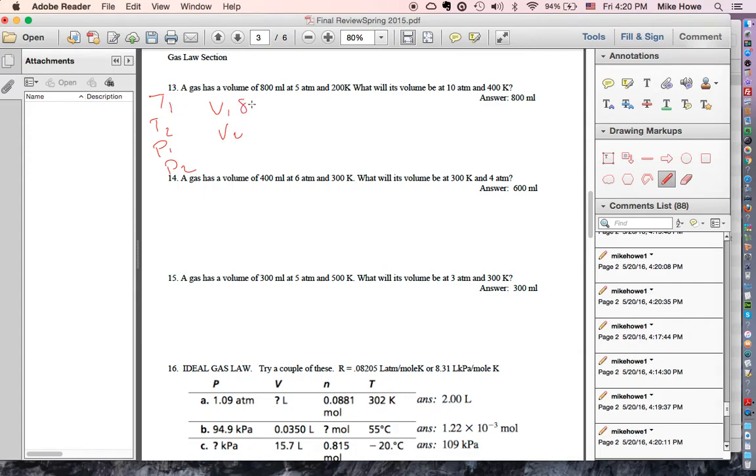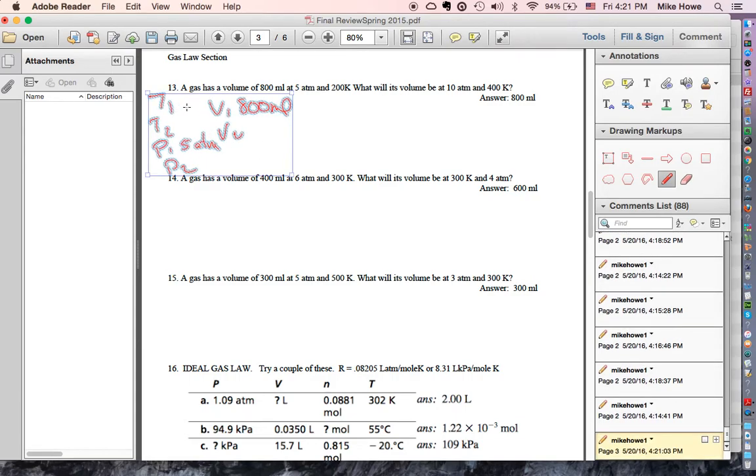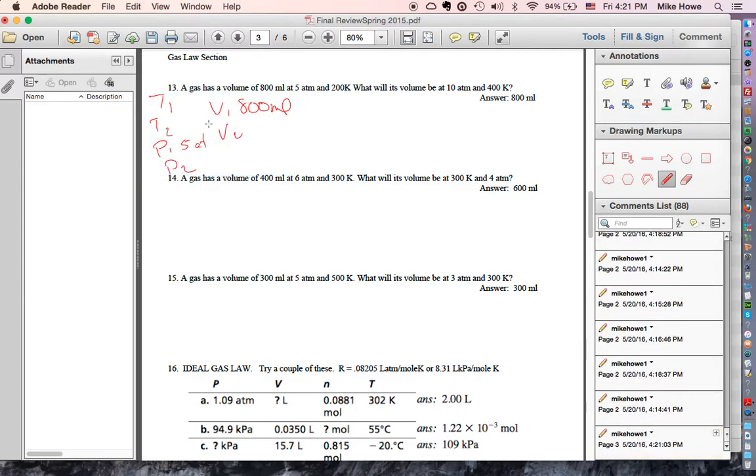So in the first one, the volume 1 is 800 milliliters. Pressure 1 is 5 atmospheres. Temperature 1 is 200 K. Remember, these temperatures, all gas law problems have to have temperature in Kelvin.